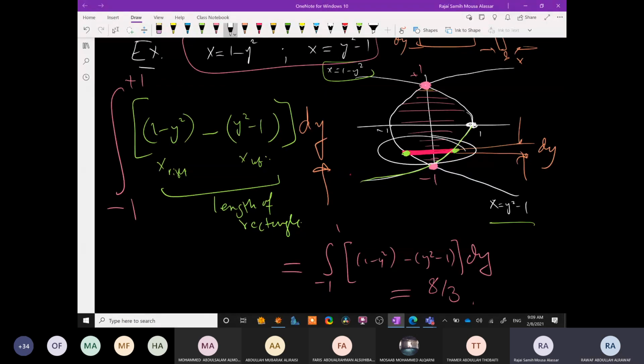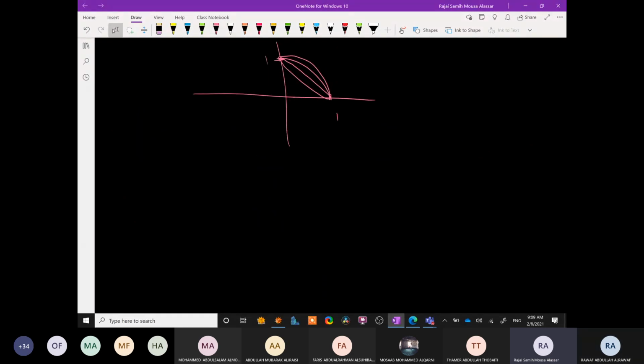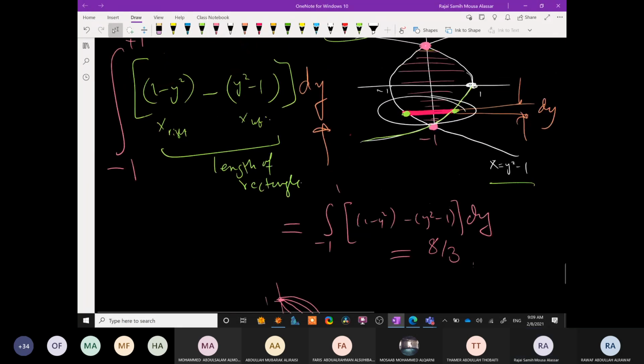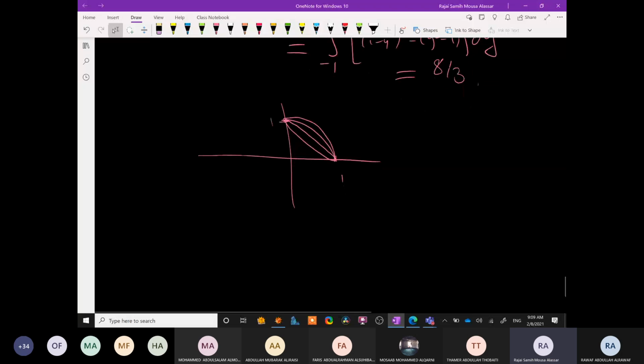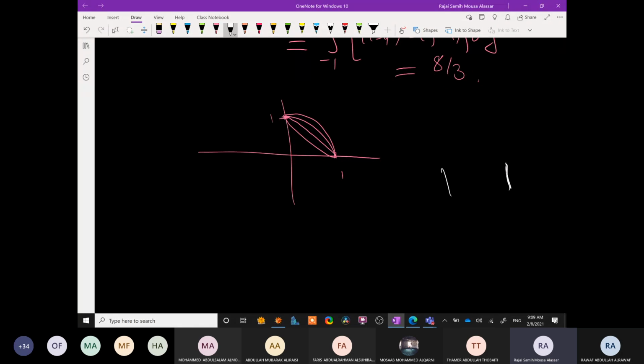But I have a question, Doctor. Is the signed area going to be 0 in this question or not? No, because what we're doing is again the same thing, the right minus the left. So the length will always be positive, correct? Yes, so you don't have to worry about that.